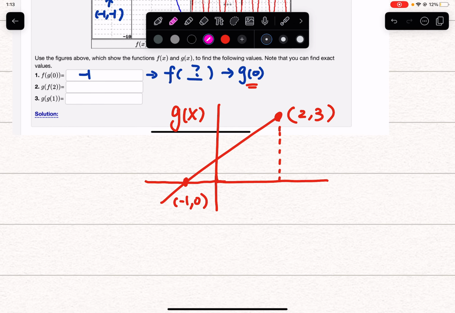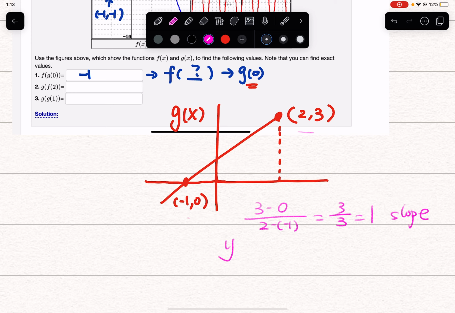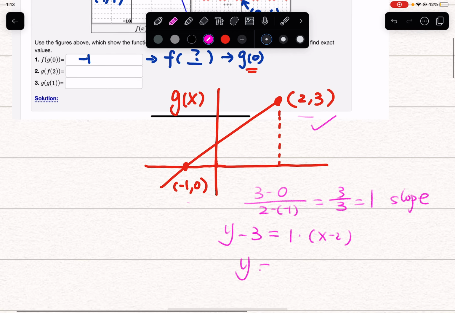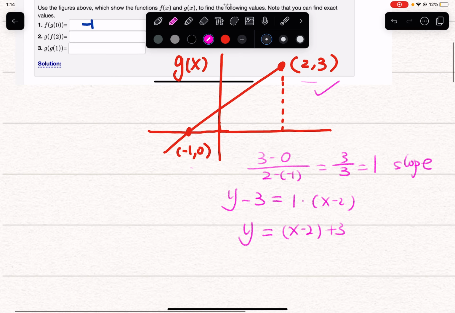So the way we do it is rise over run gives me the slope. The slope is 3 minus 0 over 2 minus -1, which is 3 over 3, which is 1. So that's the slope. And you pick whichever point you like to use. You can use this point, so y minus 3 equals 1 times x minus 2. Namely, y is the same as x minus 2 plus 3. So that's the expression of this line here.